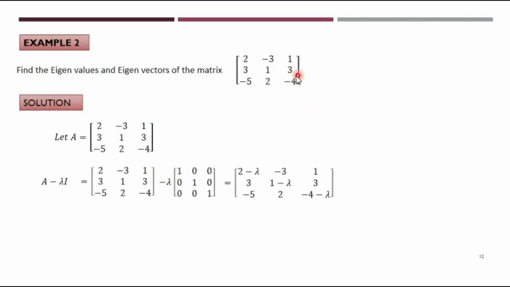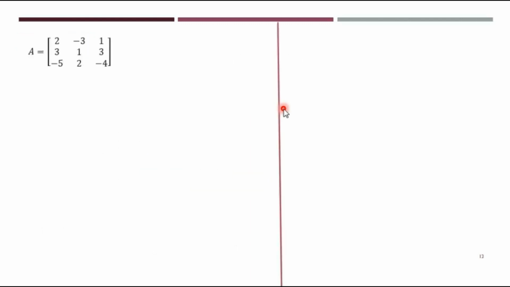Again, since we are given a 3 by 3 matrix, we can calculate the characteristic equation using the formula. In the formula we require the minors of each of the diagonal elements and the determinant of A. This is directly available. So we will calculate the characteristic equation using this formula.